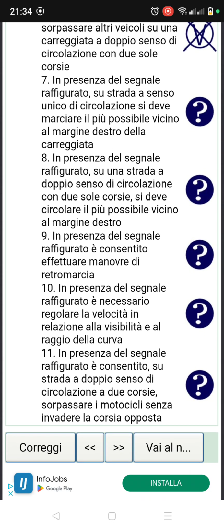Number 7. In presenza di segnale raffigurato su strada a senso unico di circolazione si deve marciare il più possibile vicino al margine destro della carreggiata. In the presence of this sign figure, on a road of one-way circulation, si deve marciare, so we must travel as close as possible to the right hand side of the carriageway.